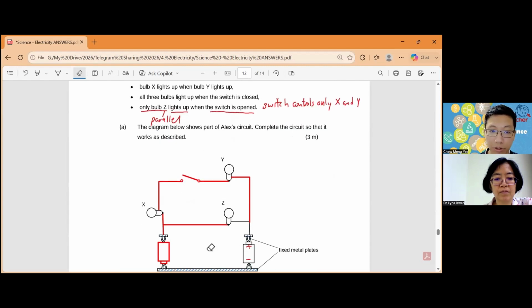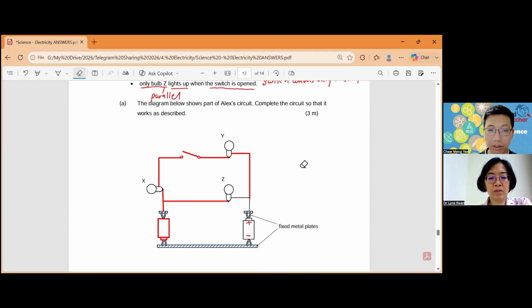Once you have drawn all this circuit, make sure you double check again. Are all these still correct? When X lights up, Y lights up. Of course, because they are in series, they are in one single pathway. All three bulbs light up when the switch is closed. Z will already light up. When the switch is closed, X and Y will light up. So yes. Only Z will light up when the switch is open, because the switch only controls X and Y. And then we are done. Once you have drawn, always double check with the information they have given.